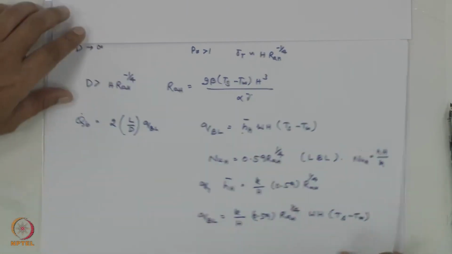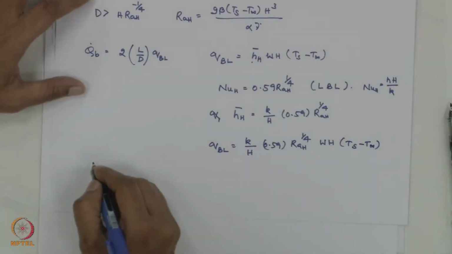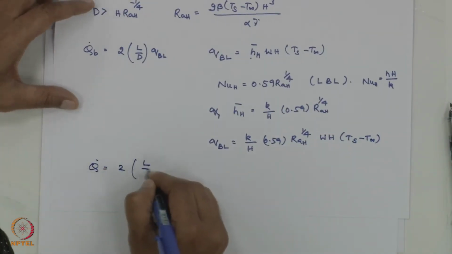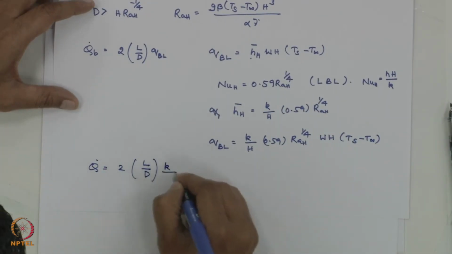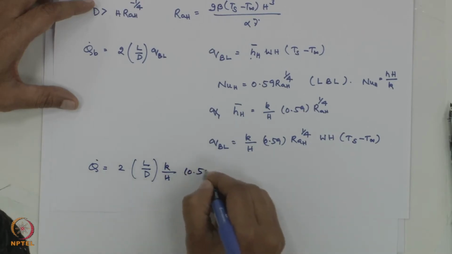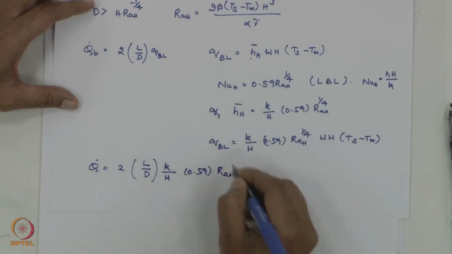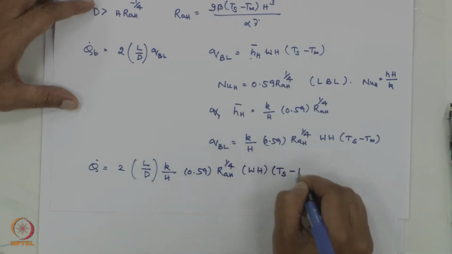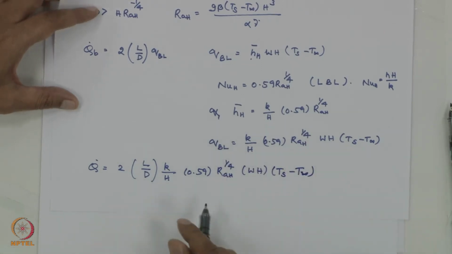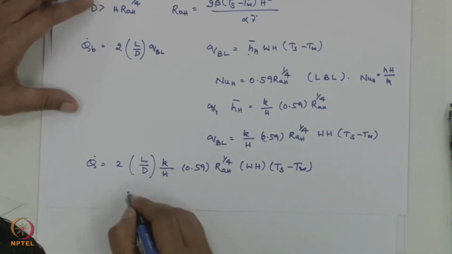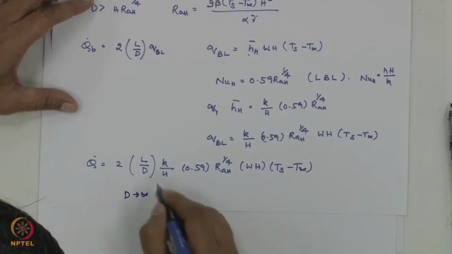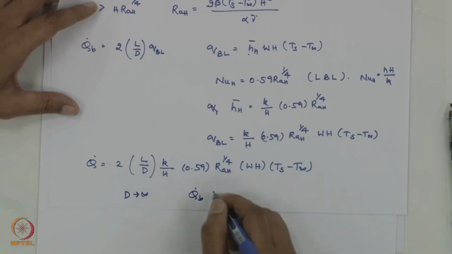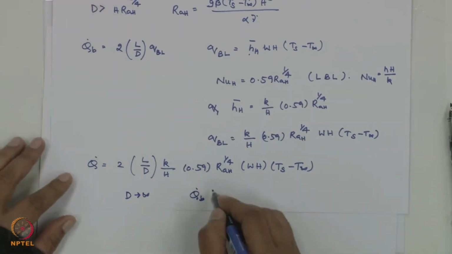Now if you substitute this in Q dot B equal to 2 into L by D into K by H into 0.59 Rayleigh number to the power of 1 by 4 W into H into Ts minus T infinity. So you see that Q dot B, as D tends to infinity, that means as D increases, Q dot B increases.